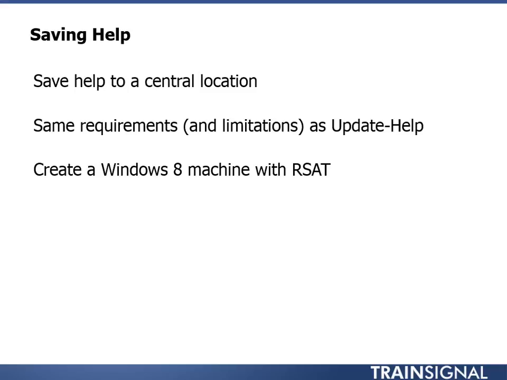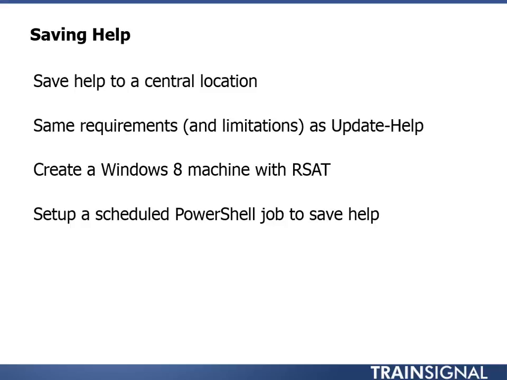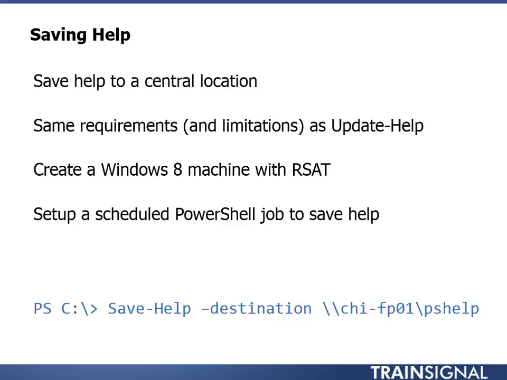So what I typically do is create a Windows 8 machine with the remote server administration tools. This should give you all of the new modules that you might have in Windows Server 2012, which will be most likely to have updatable help. Then set up a scheduled PowerShell job to save help on that Windows 8 machine. That command can just be running Save-Help and specifying the destination.